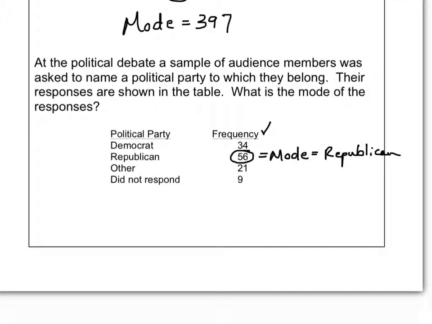Okay? So we've talked about mean, median, and mode, the three measures of central tendency, and how to find them in this section, section 11.5 and 2.3.